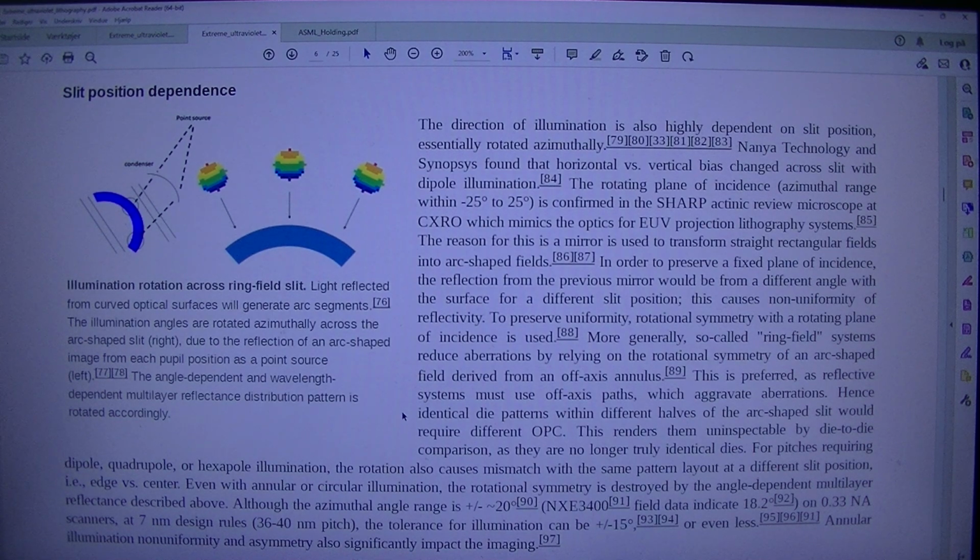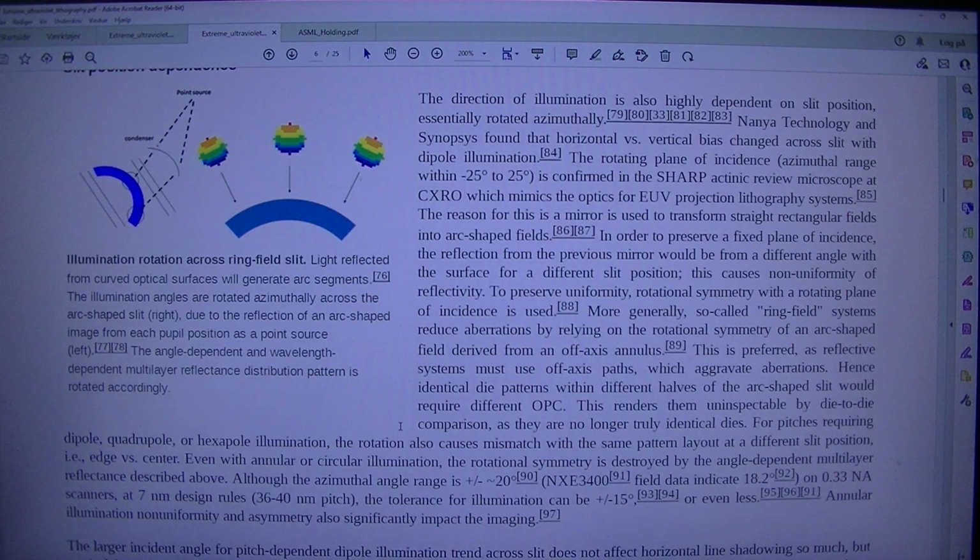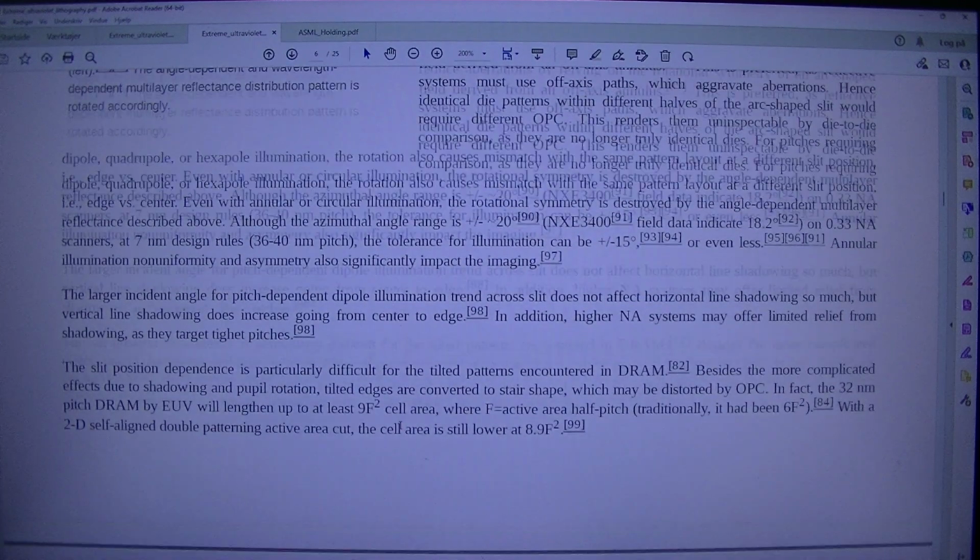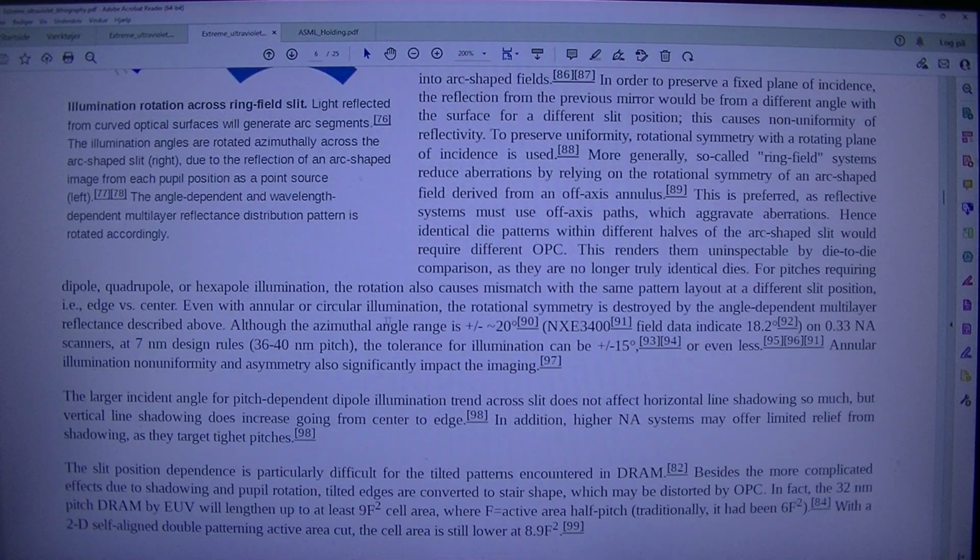Hence, identical die patterns within different halves of the arc-shaped slit will require different OPC. This renders them uninspectable by die-to-die comparison, as they are no longer truly identical dies. For pitches requiring dipole, quadrupole, or hexapole illumination, the rotation also causes mismatch with the same pattern layout at a different slit position, i.e. edge versus center.